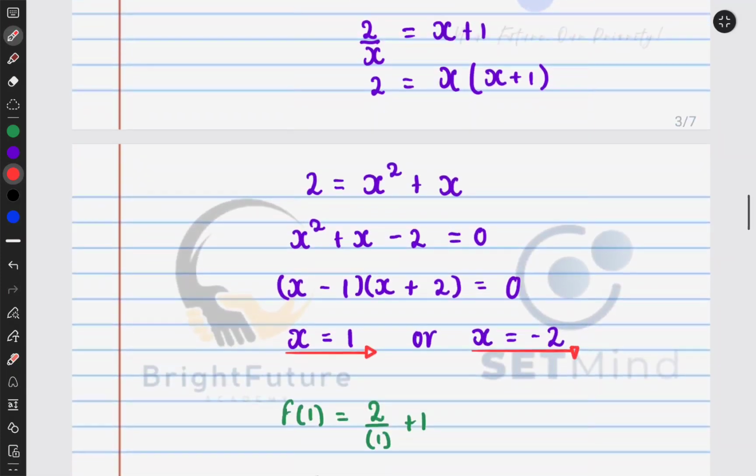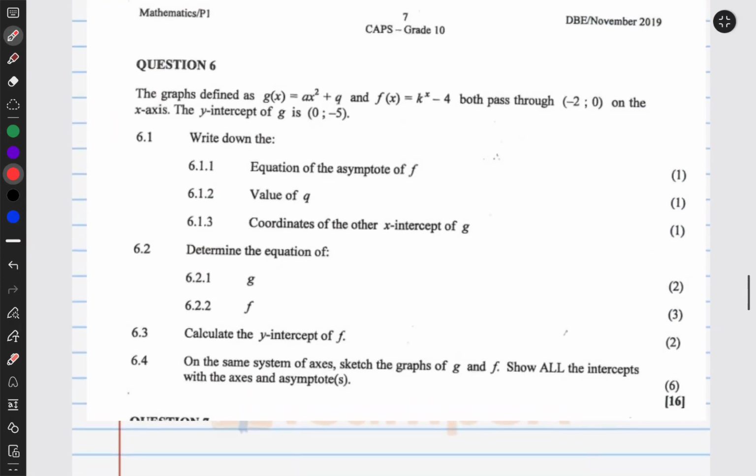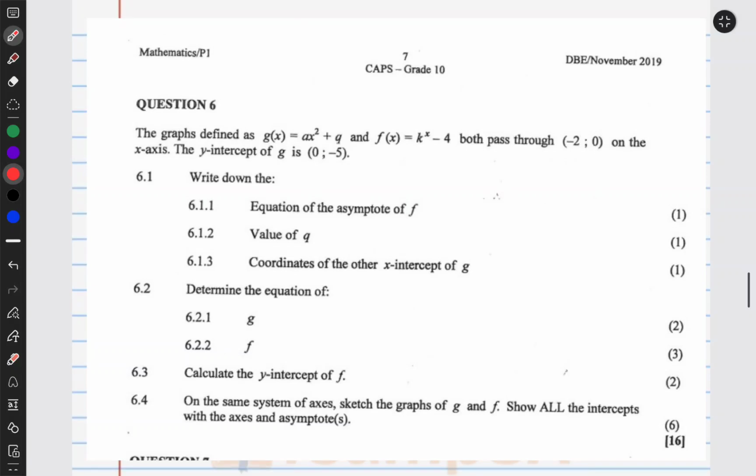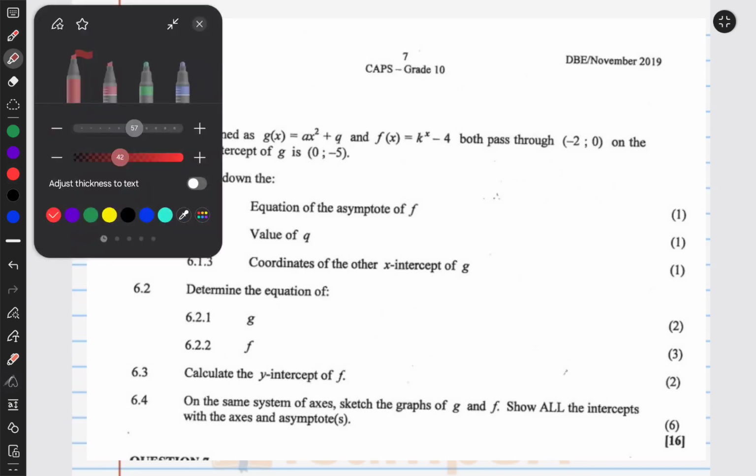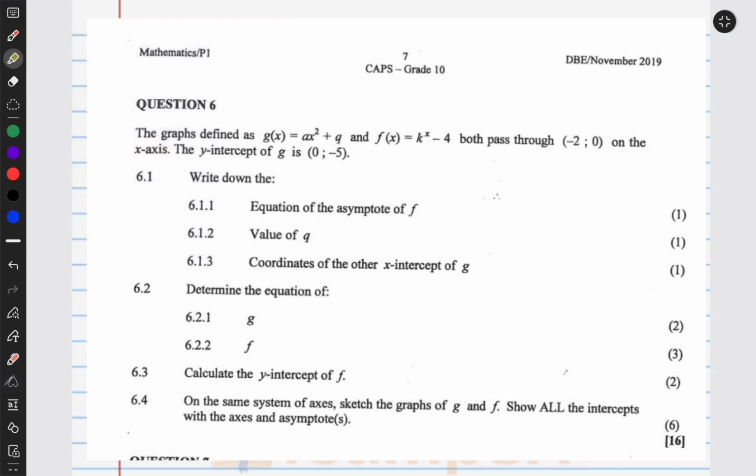Let's go ahead and do question 6. The graphs are defined as g of x is equal to ax squared. What does that tell us? We have a as the coefficient of x squared. That already tells us what we are dealing with. We are dealing with a parabola, and that q is our turning point.